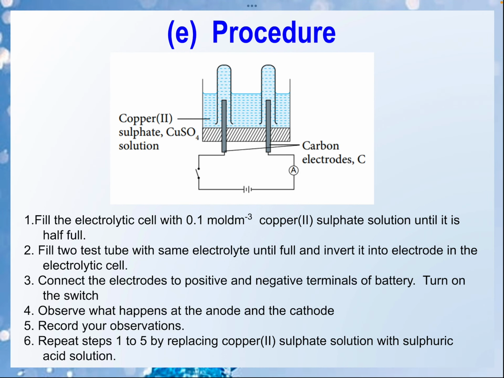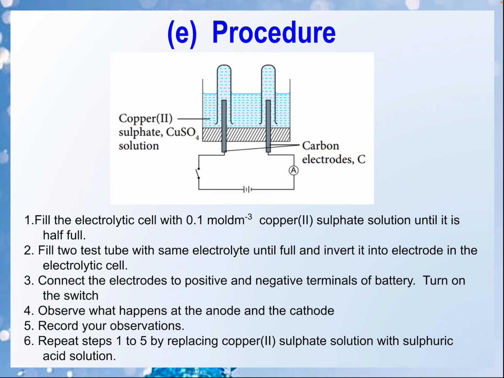Okay, this is the setup of apparatus. Kalau kita tengok kenapa kena ada test tube yang terbalik ni. Sebab kita nak tengok kalau ada production or formation of gas. So, kalau ada formation of gas, kita kena collect and then kita kena test lah. Okay. So, dia punya prosedur adalah fill the electrolytic cell.